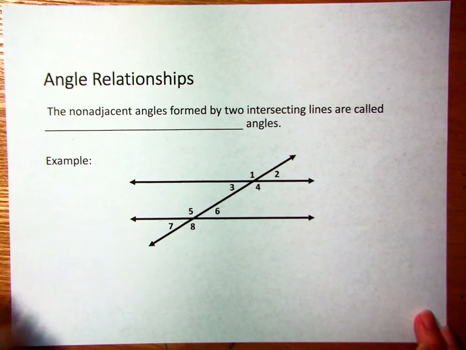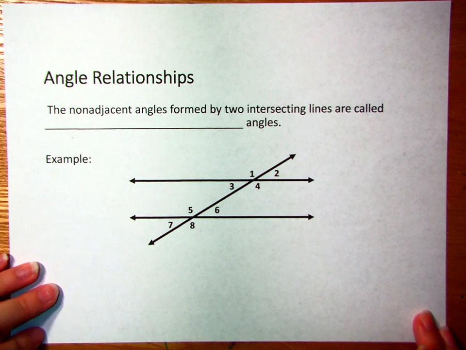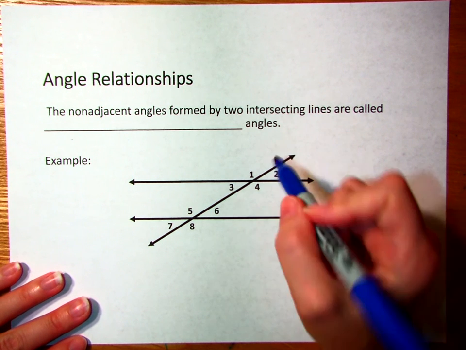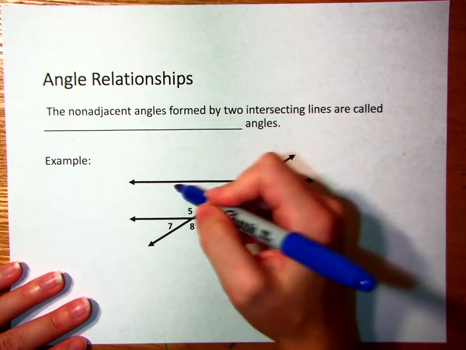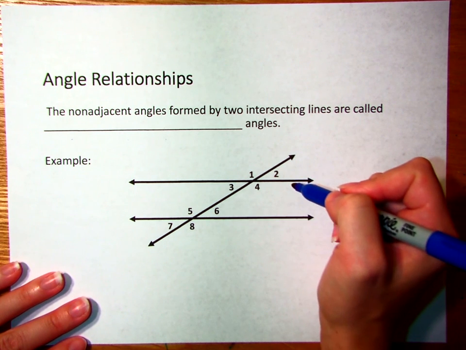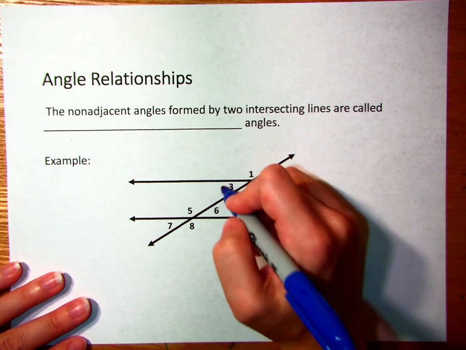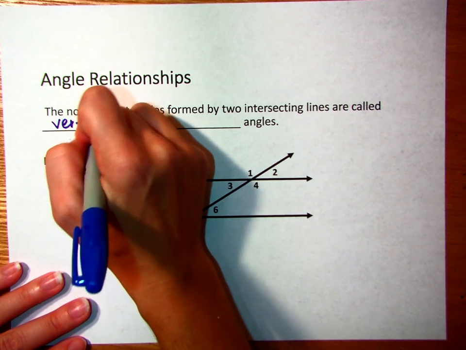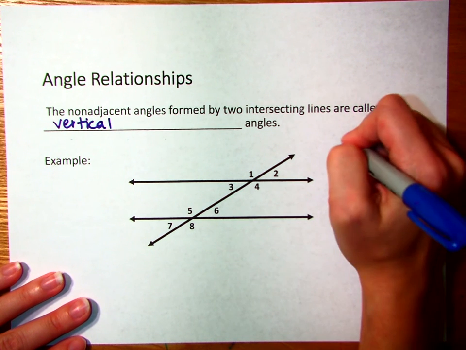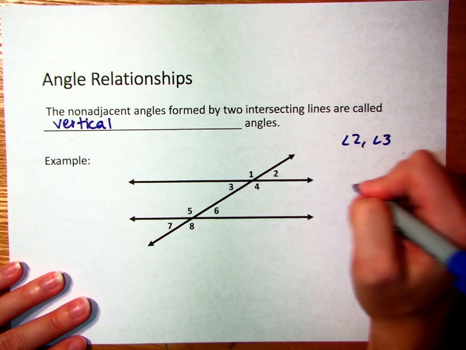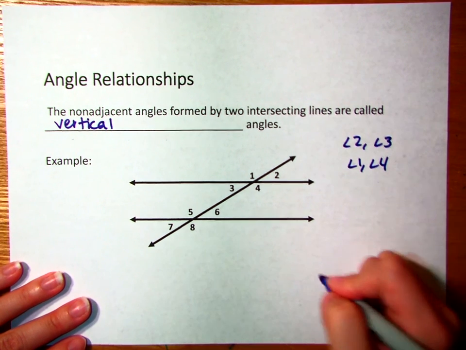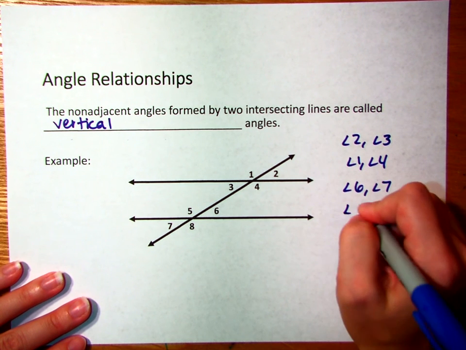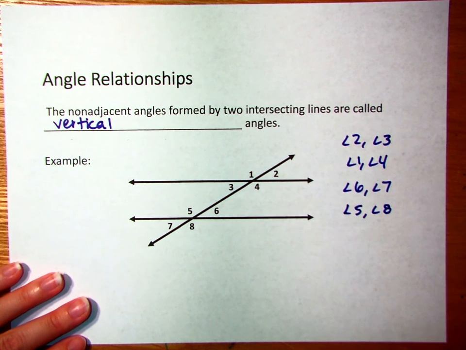And finally, the non-adjacent angles formed by two intersecting lines, so essentially, if we have two lines, they're the ones that are not side by side, that would be like across from each other, we're going to call those vertical angles. So for example, angle 2 and angle 3, angle 1 and angle 4, angle 6 and angle 7, angle 5 and angle 8, and so on.